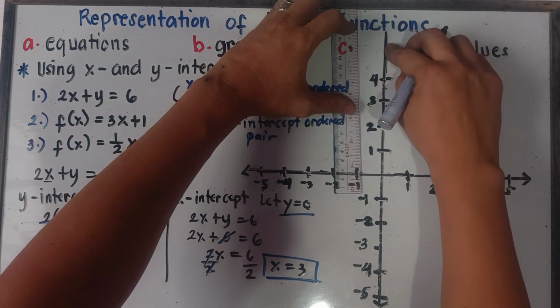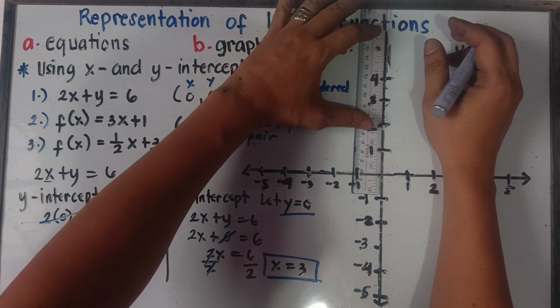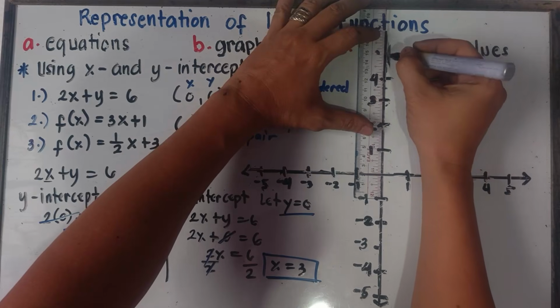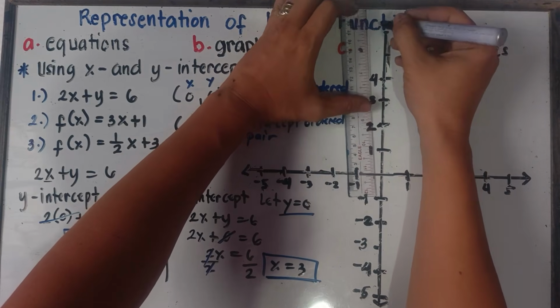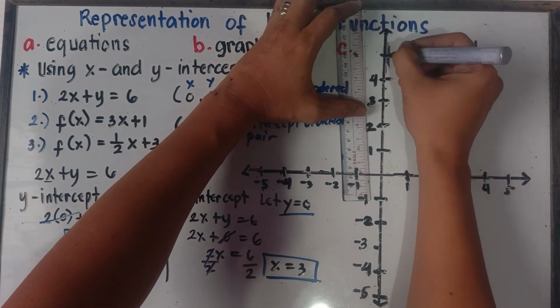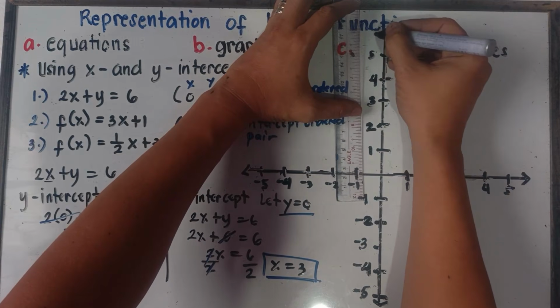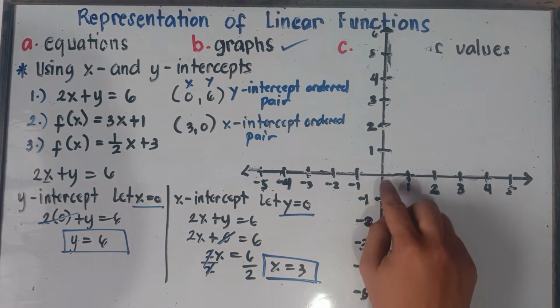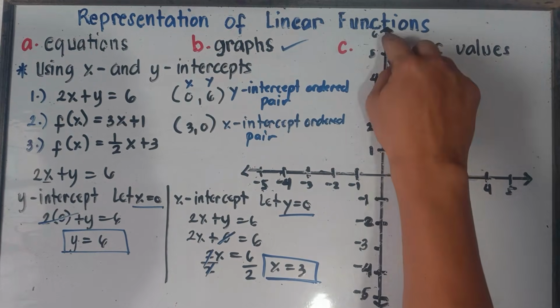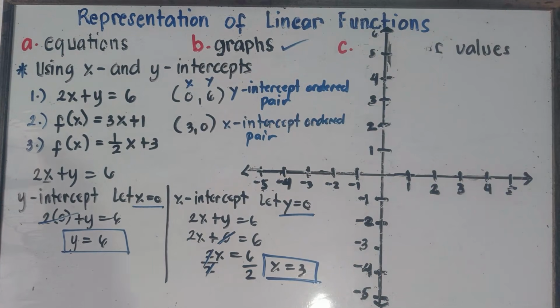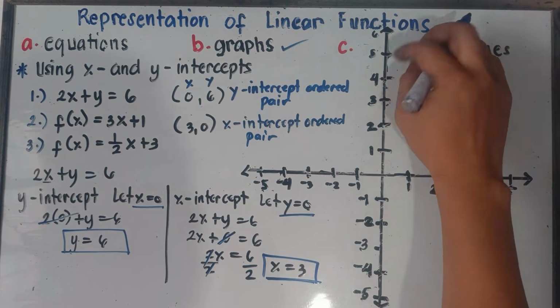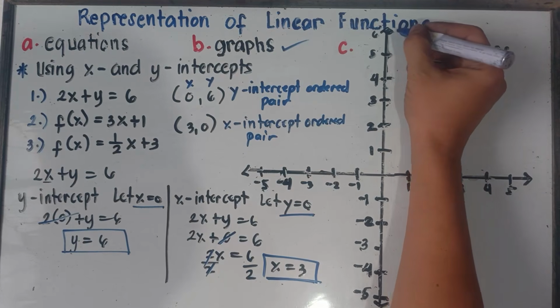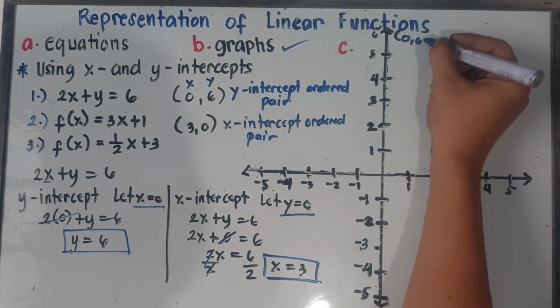Okay, let me just extend my graph, class. I do apologize, we don't have enough space. So this is positive 6 right here. This will be 5 and then this will be 6. So 0 for x and then y is positive 6. This one right here, class. This will be 0 and then 6.